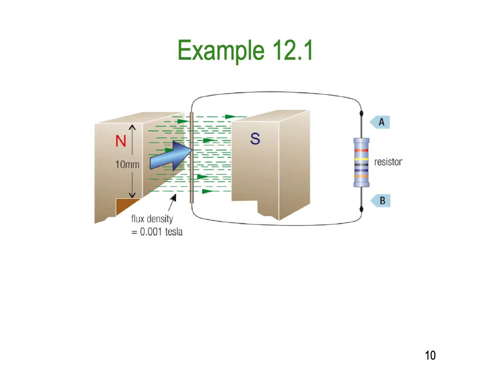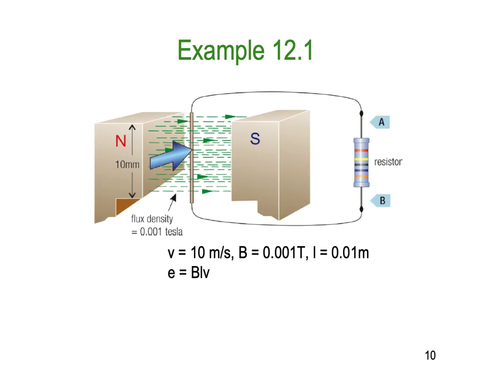So here's an example. I've got a pole and it's 110 millimeters wide. The flux density is 0.001 of a Tesla, and I've got the conductor moving away from me. So in this particular case, the velocity is 10 meters per second, the flux density is 0.001 of a Tesla, and the length is 0.01 of a meter, because 10 millimeters is 0.01 of a meter.